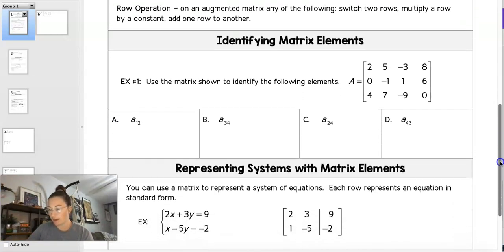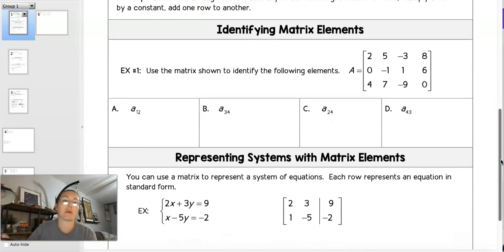So looking at this first one, we just want to identify what numbers are located in these positions. This first one is A12, so this is row, then column. What is in the first row, second column? First row, second column is the number 5. This is row 3, column 4. Row 3, column 4 is a 0. This is row 2, column 4. Row 2, column 4 is a 6. This is row 4, column 3. Well, I don't have a 4th row, so this is not a position in this matrix.